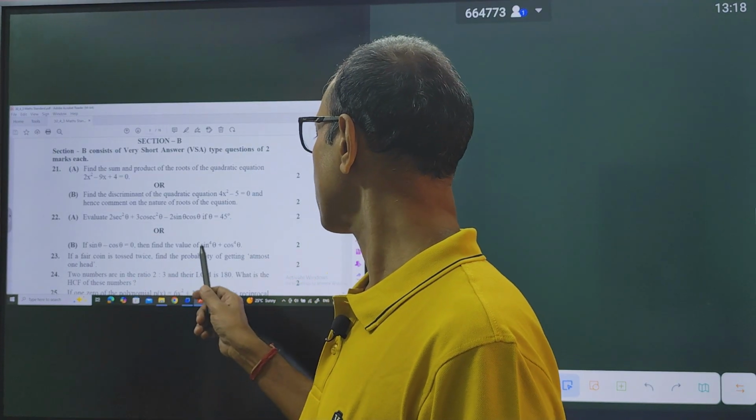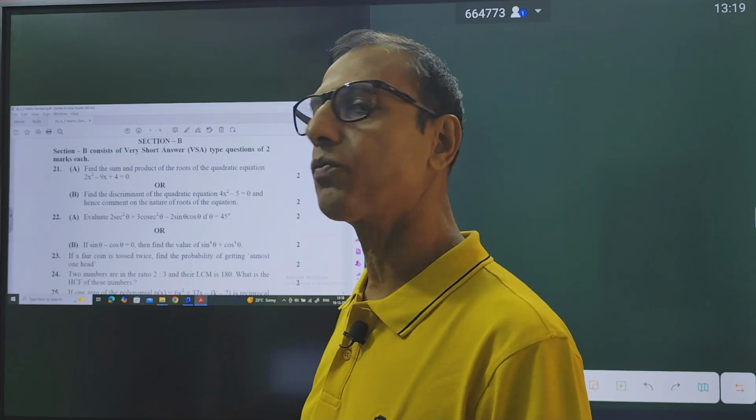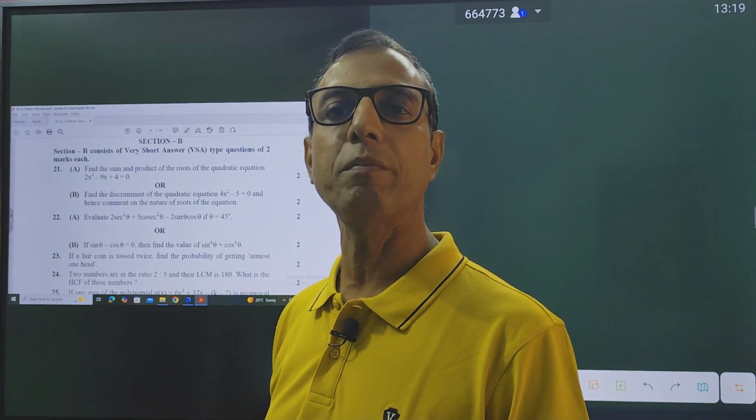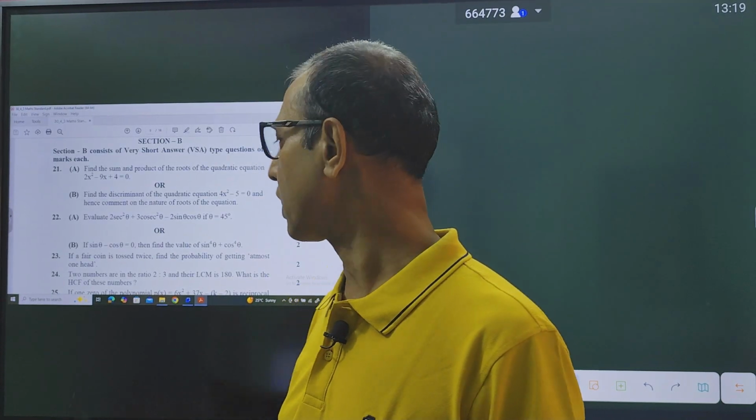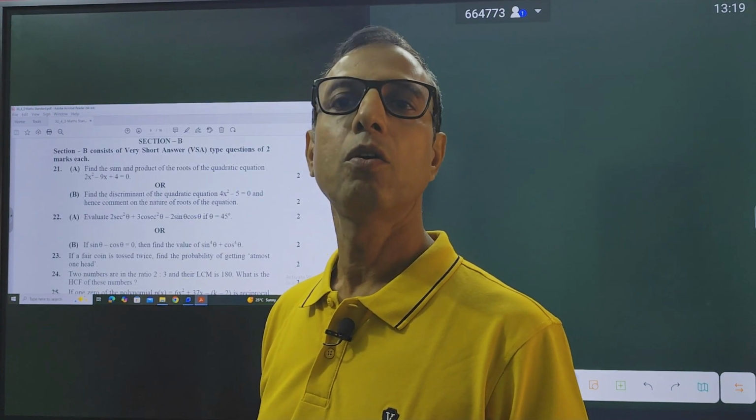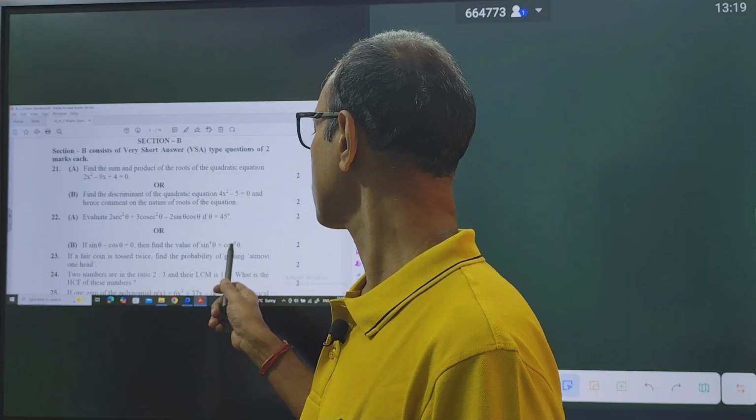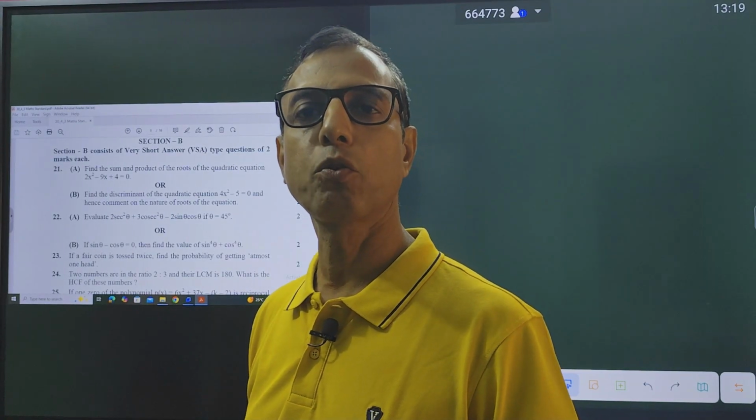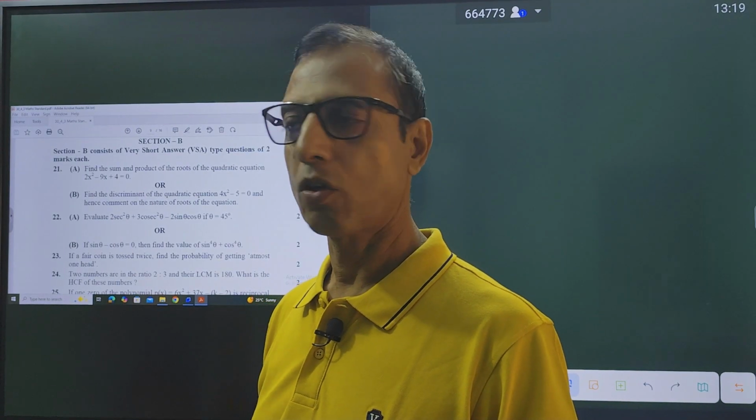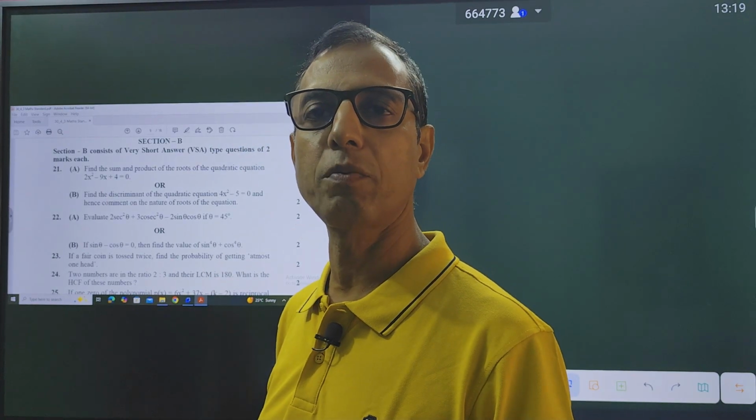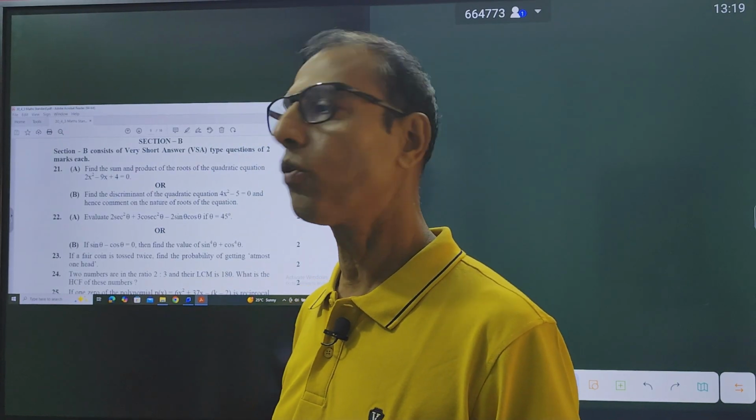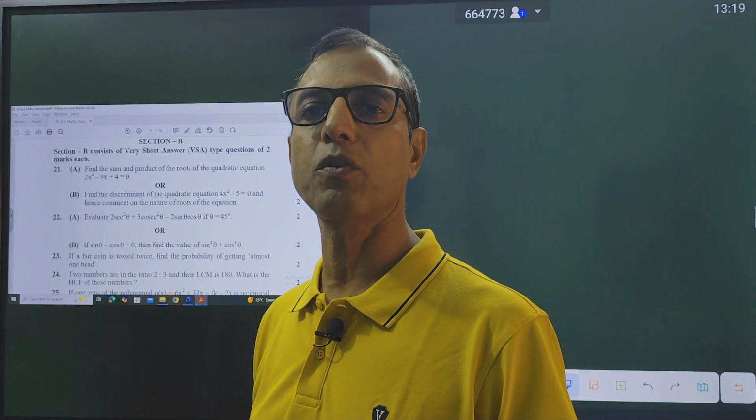So if theta equals 45 degree, sin to the power 4 theta means sin 45 degree whole to the power 4. Sin 45 degree is 1 by root 2. 1 by root 2 whole to the power 4 means 1 by 4, plus cos to the power 4 theta. Cos 45 degree is 1 by root 2, whole to the power 4, that means 1 by 4. So 1 by 4 plus 1 by 4, 2 by 4, that equals half.